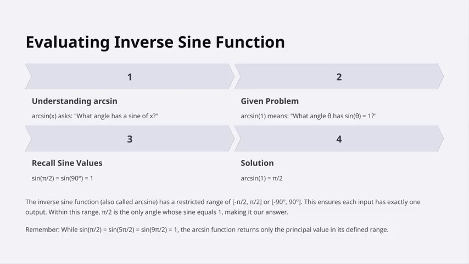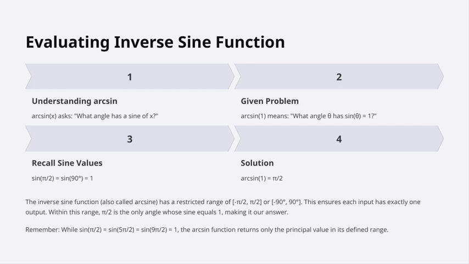But here's an important concept about the inverse sine function itself. The inverse sine, also called arcsine, is defined with a restricted range, from negative pi over 2 to pi over 2, or negative 90 degrees to 90 degrees. This restriction is crucial because it ensures that each input corresponds to exactly one output, making the function well-defined. Within this range, pi over 2 is the only angle whose sine equals 1. That's why, when we evaluate arcsin 1, our answer is pi over 2.